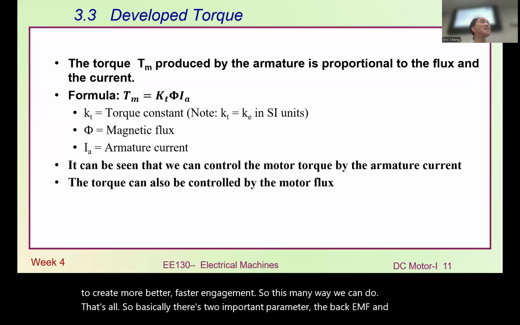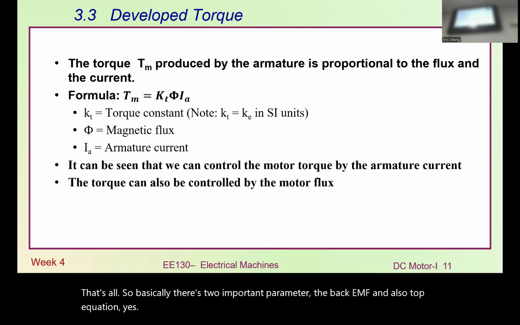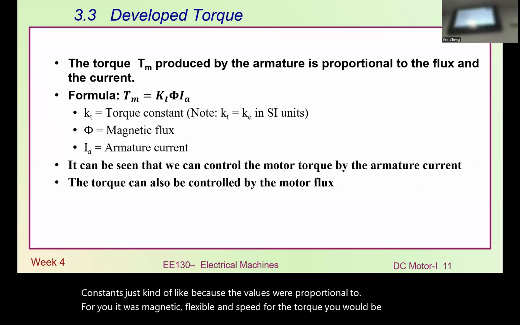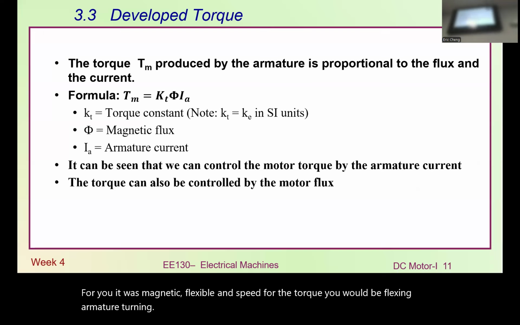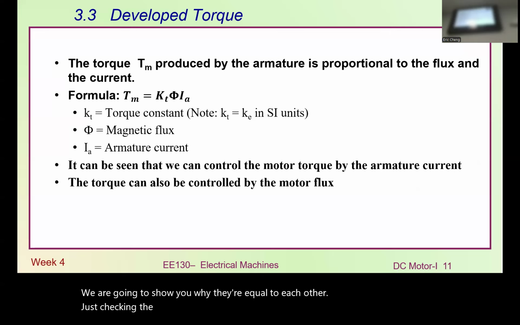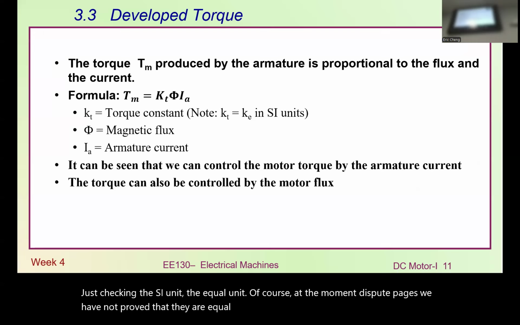Yes? I was going to ask, were the two constants just because the values were proportional to... for EA it was magnetic flux per volt and speed, for the torque it would be flux and armature current. In the next few slides, we're going to show you why they're equal to each other. But at the moment, if you're just checking the SI unit, they're equal in unit. Of course, at the moment it's still rigid. We have not proved that they're equal to each other, but we're going to do that. So yeah, it's quite interesting. These two constants are equal to each other.